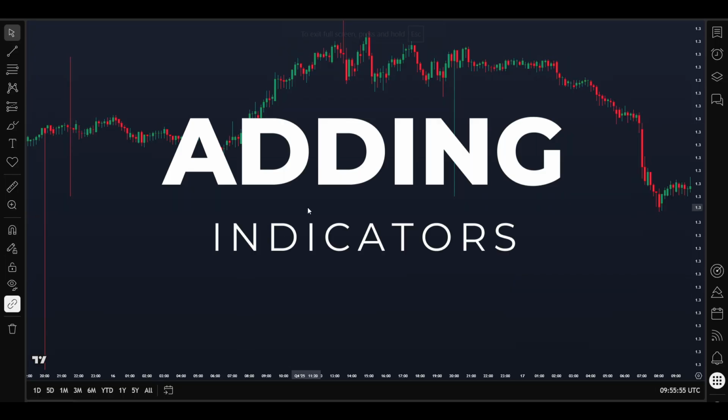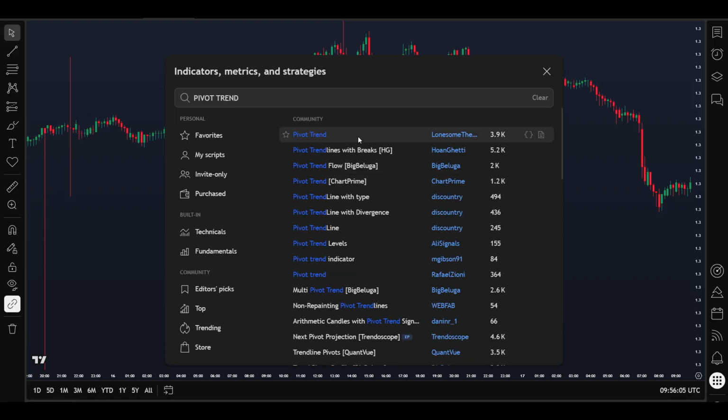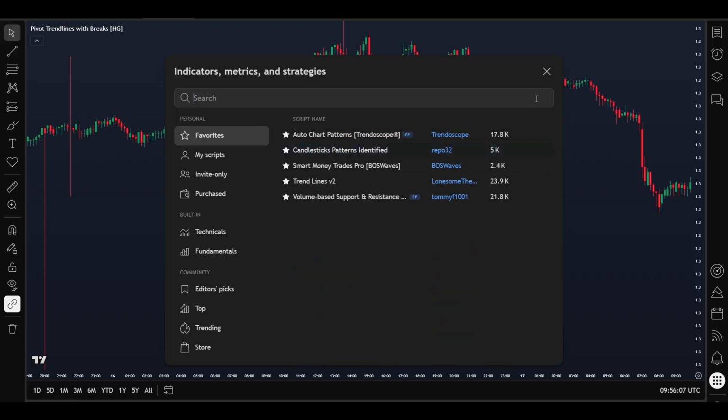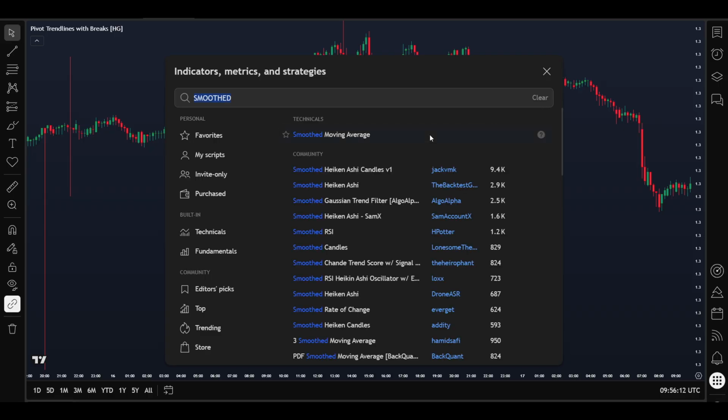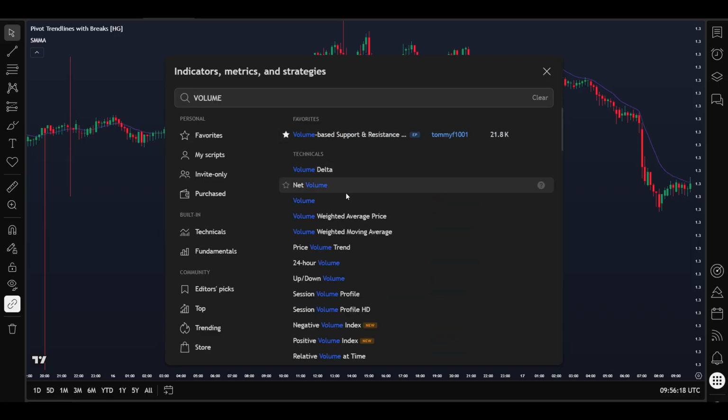Add indicators. Open indicators on TradingView. Add Pivot Trend Lines with Breaks by HoanGhetti. Add Smoothed Moving Average, built-in under Technicals. Add Volume, built-in under Technicals.